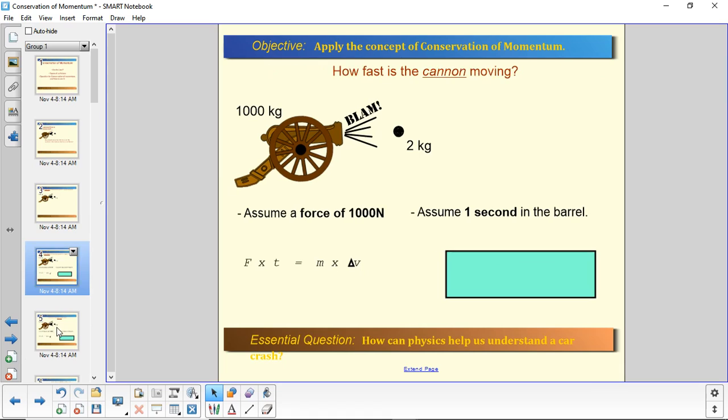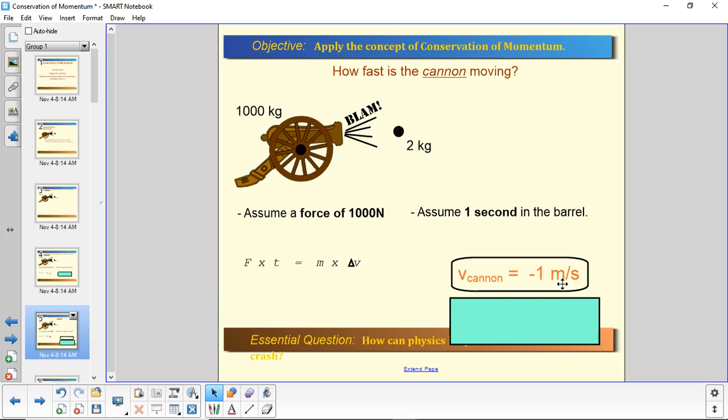Okay, now we want to do the same thing for the gun, for the cannon. So you're going to set it up the same way, except that you're going to use 1,000 kilograms for the cannon. So pause it, figure it out. Okay, if you haven't paused it, do it right now because I'm going to show you the answer. It comes out to be -1 meter per second. And we put the negative in here because we know that the cannon moves to the left. So if we're doing right direction as positive, we know just from our experience that the cannon's going to go to the left. So we're going to call that -1 meter per second.